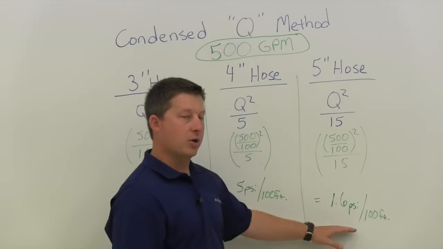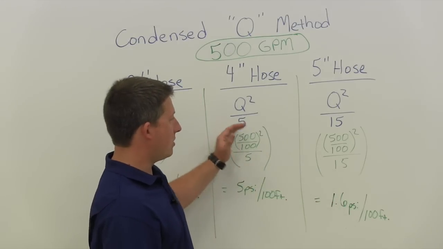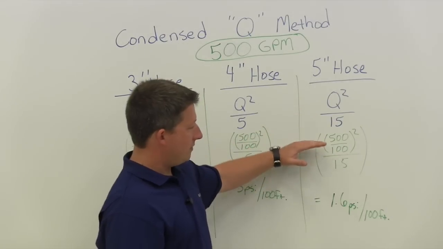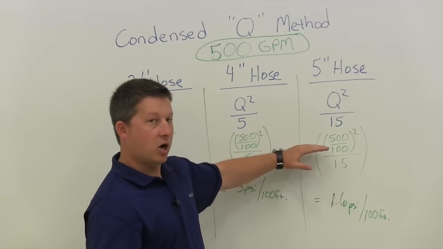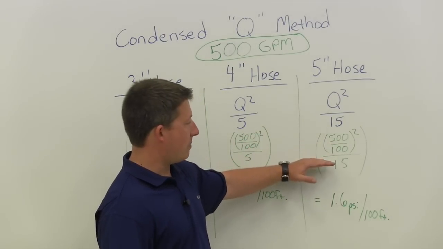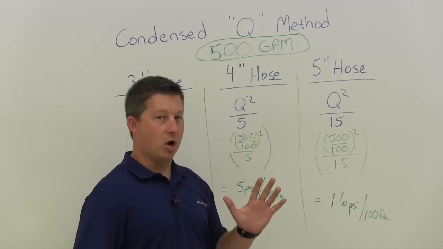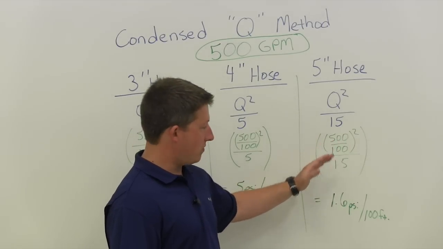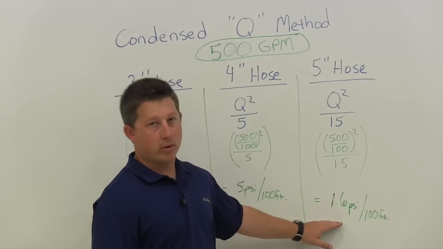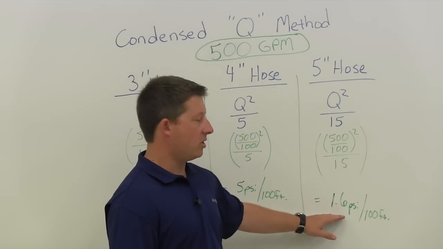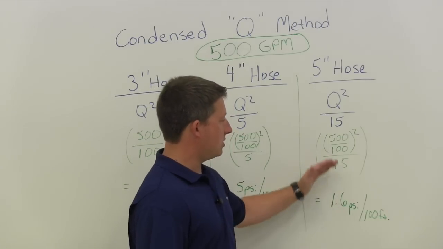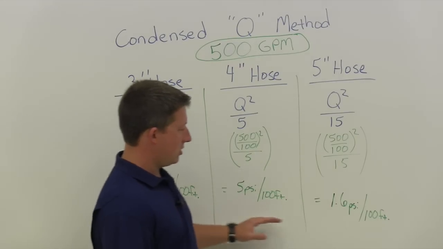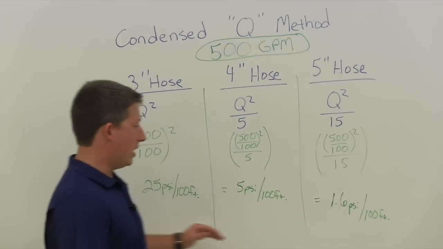Now for a 5-inch hose, you do the same thing, but instead of dividing by 5, you divide by 15. So Q squared, 500 gallons per minute, and this is in hundreds of gallons. So 500 divided by 100 is 5 hundreds of gallons per minute. 5 squared is 25, and 25 divided by 15 is 1.6, or just above 1.6. So that one's not as easy to do in your head, but you can see there's a huge difference in friction loss between a 5-inch hose and a 3-inch hose.